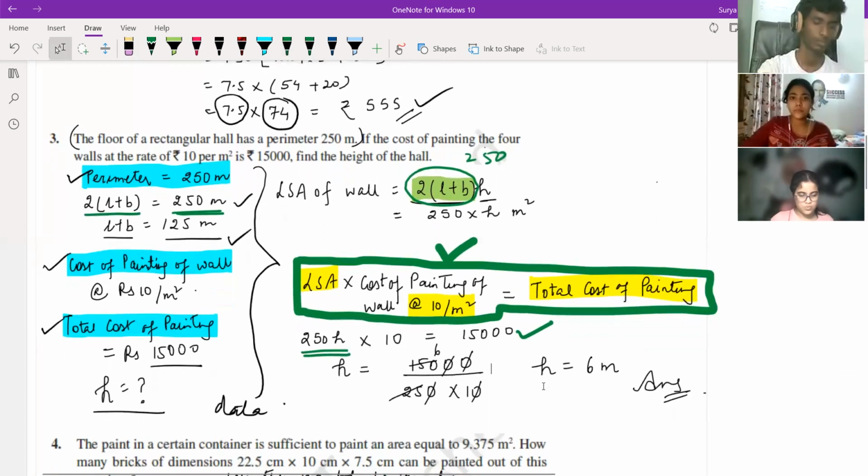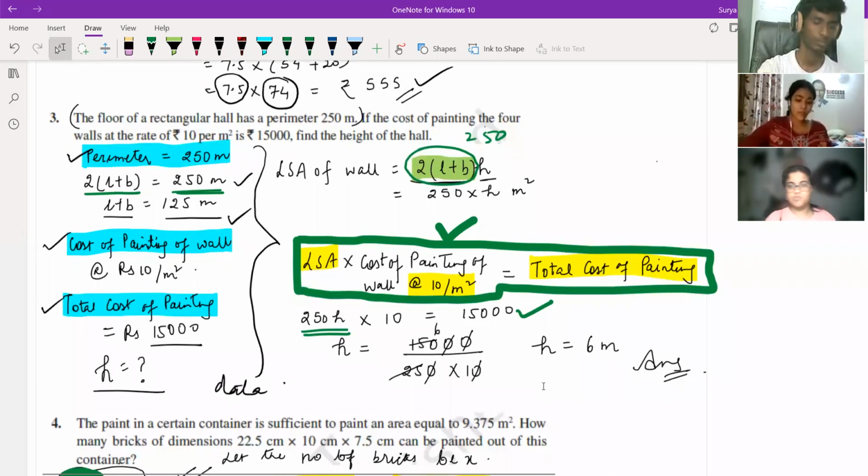Next question, you see now. Question number 4.